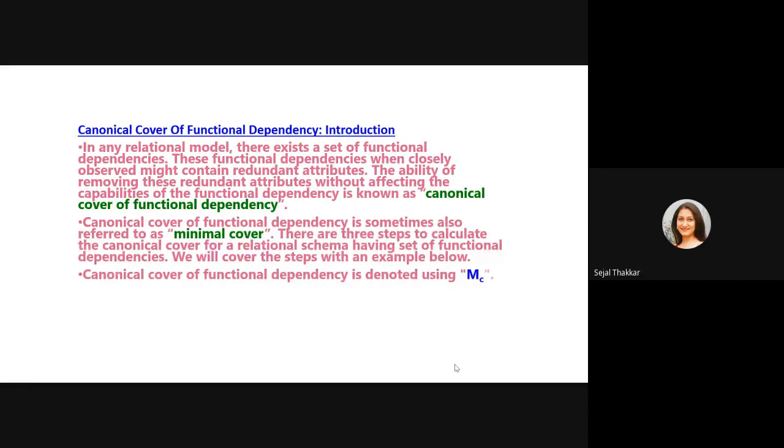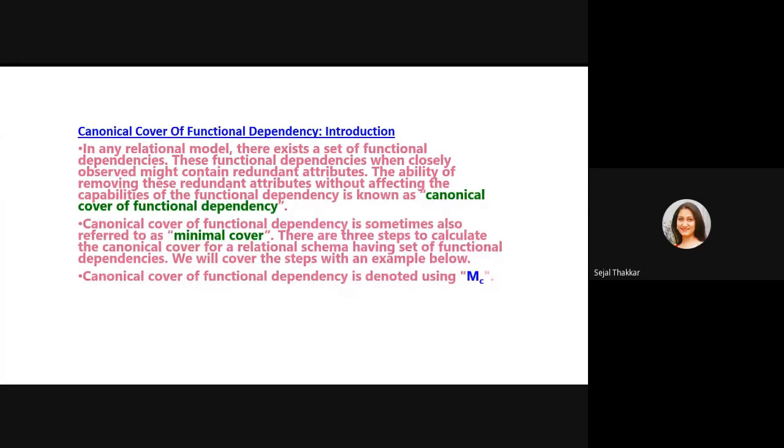Canonical cover. Today we are going to learn the examples of canonical cover. In any relational model, there exists a set of functional dependencies. This functional dependency, when closely observed, might contain redundant attributes.